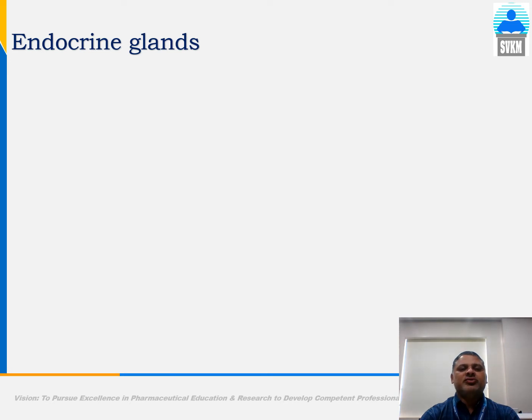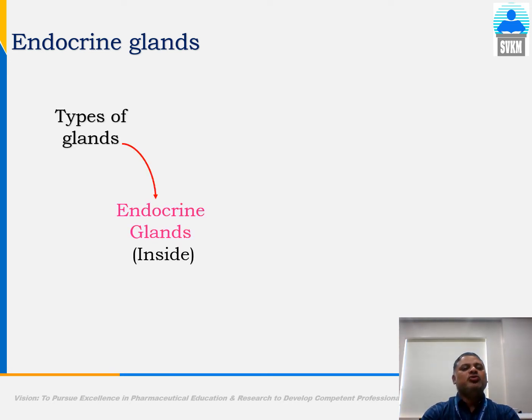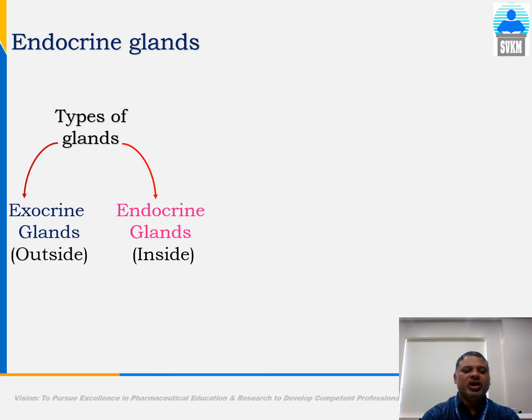Now, take the example of the endocrine glands. There are two types of glands. One is the endocrine gland, that is the inside, and the second one is the exocrine gland, that is the outside.